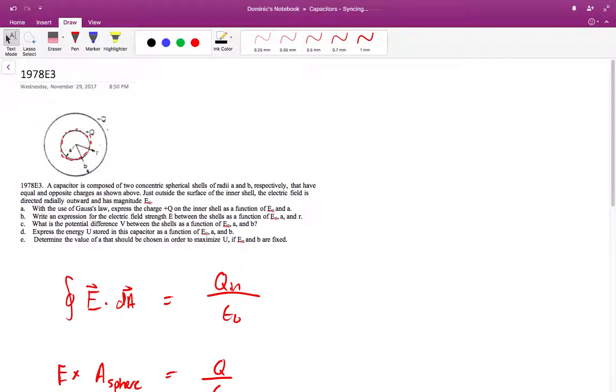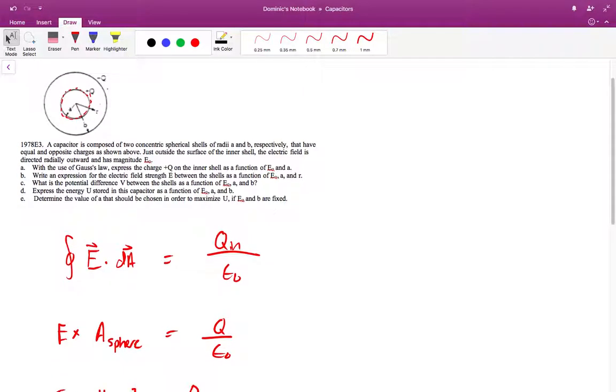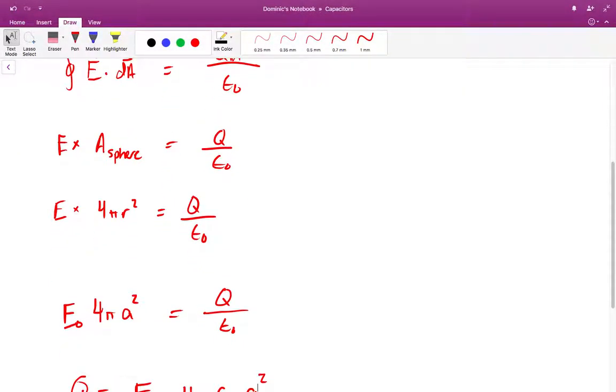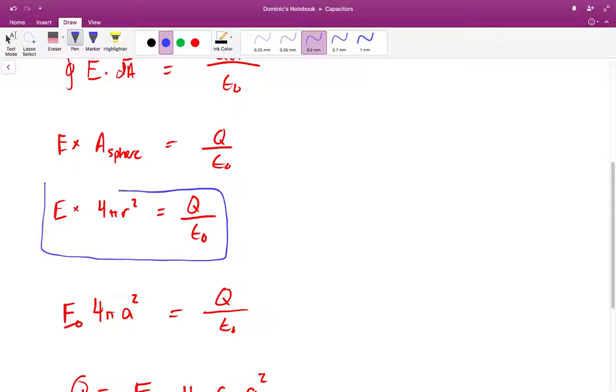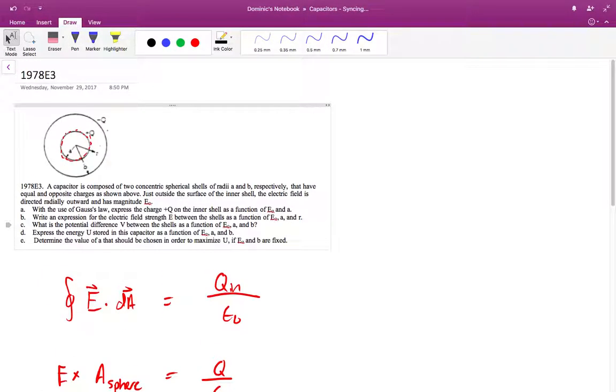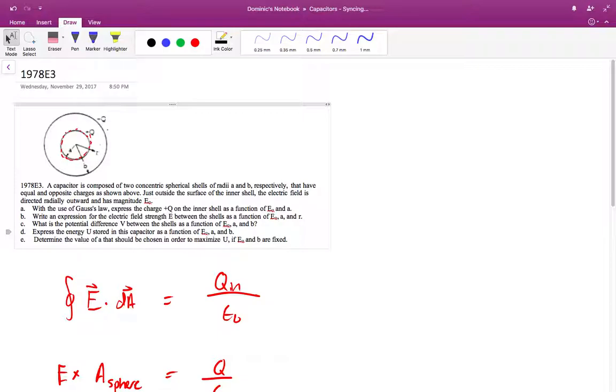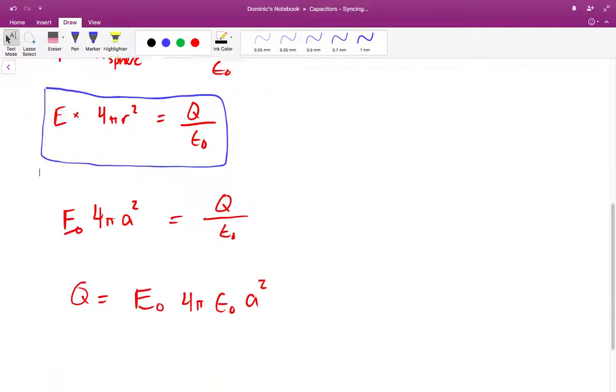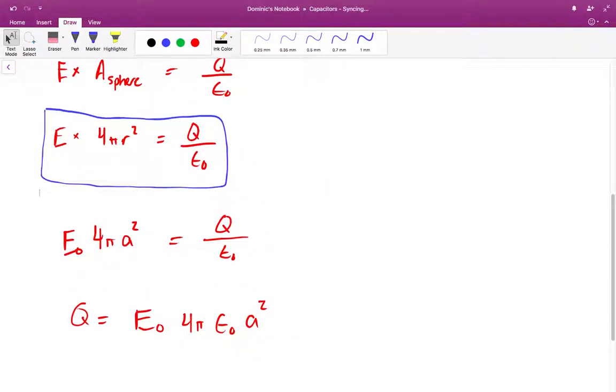They look similar. Part B says to write an expression for the electric field strength E between the shells as a function of E naught, A, and R. So we kind of set this up using Gauss's law. So for part B, we already set this up, but now we know what the charge is equal to. We know what Q is in terms of E naught and A.